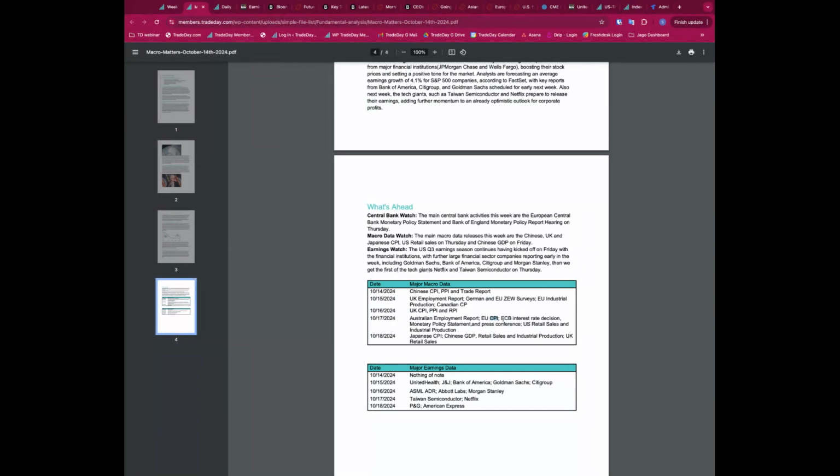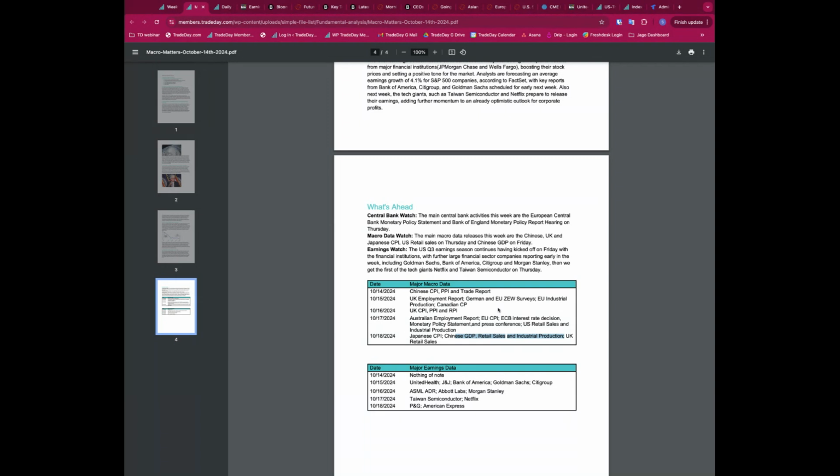On Thursday, we do get the ECB interest rate decision. We'll focus a bit more. I do have one article on that, but we'll focus a bit more on that as we get closer to the main US data for the week. US retail sales, industrial production comes through on Thursday. And then Japanese CPI, Chinese GDP, retail sales and industrial production, and UK retail sales to end off the week.